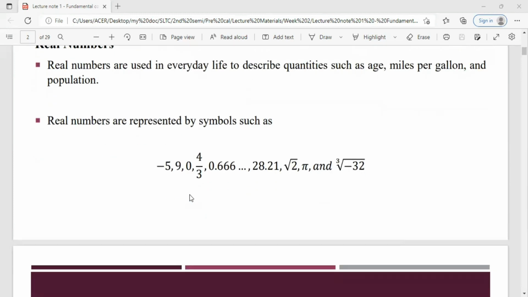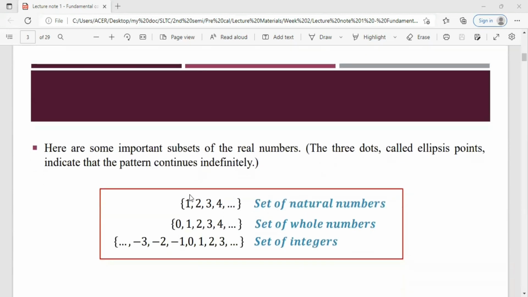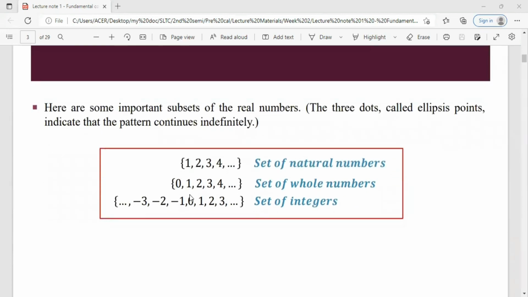So let's move to the next part. Here there are some important subsets of real numbers. So first, the set of natural numbers: 1, 2, 3, 4. Here you can see 3 dots. We call this an ellipsis point. This one indicates that the pattern continues indefinitely, right?